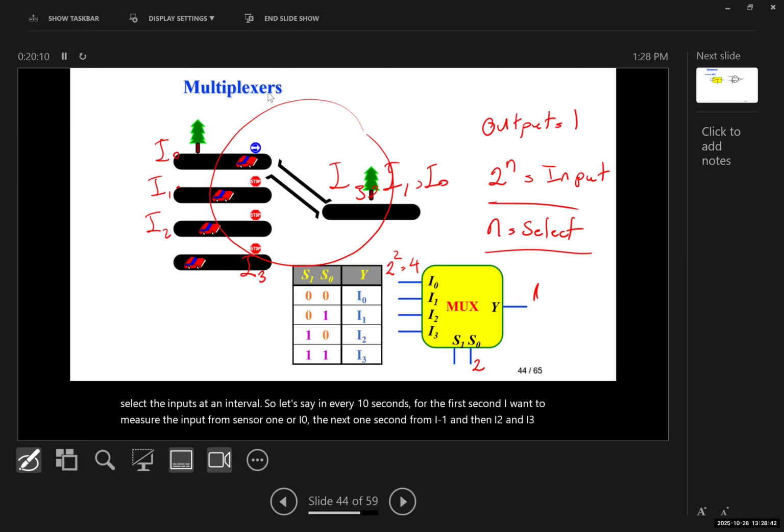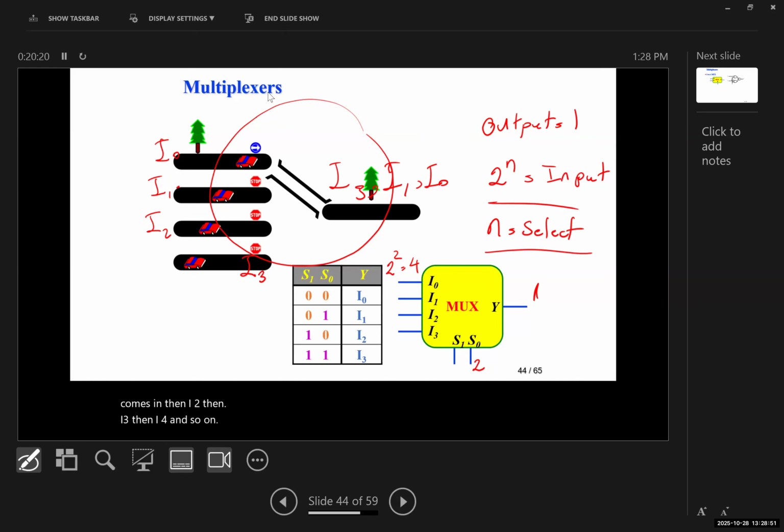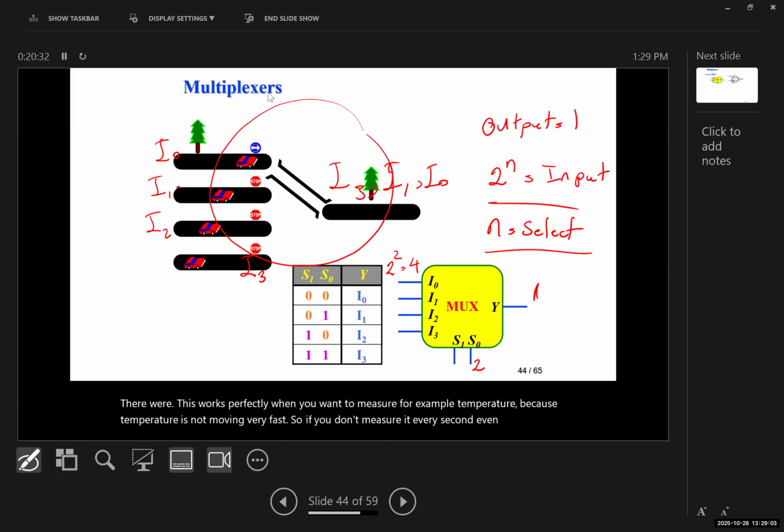So what I would allocate, I would divide every second or every 10 seconds, and I would say first I1 comes in, then I2, then I3, then I4, and so on. This works perfectly when you want to measure, for example, temperature, because temperature is not moving very fast. So if you don't measure it every second, even every minute, it's not going to make a difference, okay? And for light sensor, it's the same, humidity, all of that is the same. So technically what you can do, you can even connect 16 or 32 sensors to a single input.